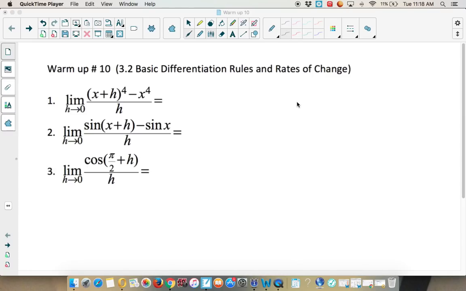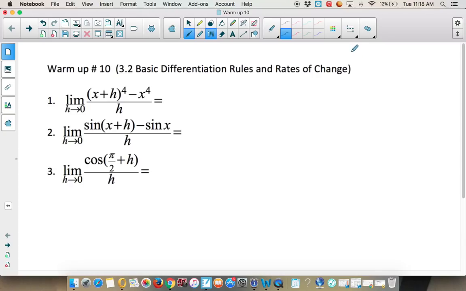Our warm-up today though deals with something different. This should look like things from the very first unit. In fact, it should look similar to your formal definition of a limit. And that's going to be the limit as h approaches 0, the formal definition of a derivative of f of x plus h minus f of x over h. These are actually called derivatives in disguise.